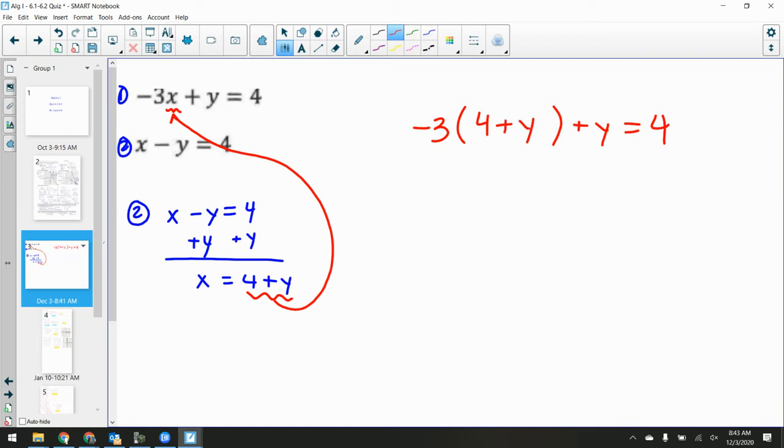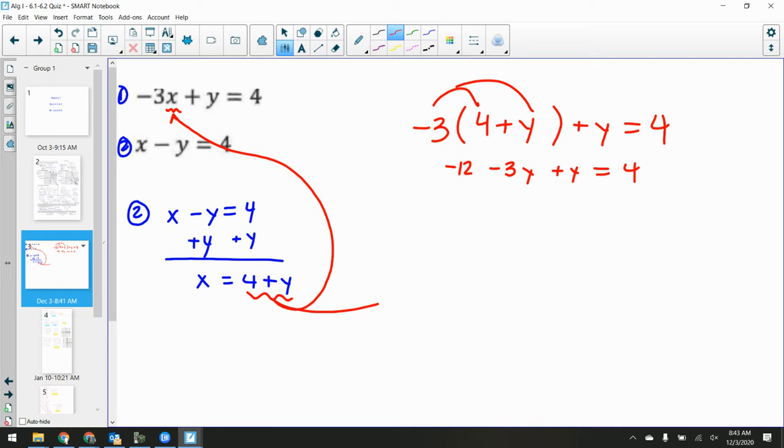Right? That goes right in here, right? Let me erase that so I have room to work. All right, so now that means I distribute in with the negative 3. So negative 12 minus 3y plus y is equal to 4. Right? Negative 3 times 4 is negative 12. Negative 3 times y is a negative 3y.